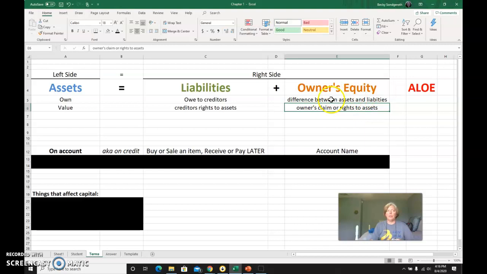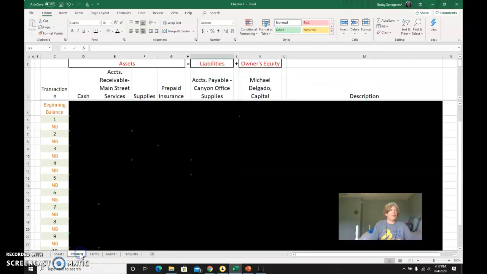So owner's equity, when defined, is really just the difference between assets and liabilities. I have all my assets, I pay my creditors, so I owed them money and I paid them, and what's left over. So that is the accounting equation. And you should have done this template and set it up already. If not, please pause right now and do so.